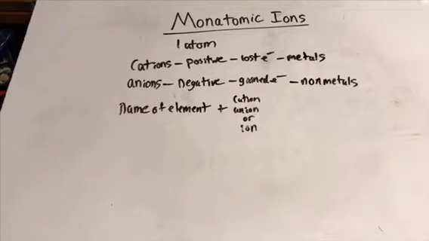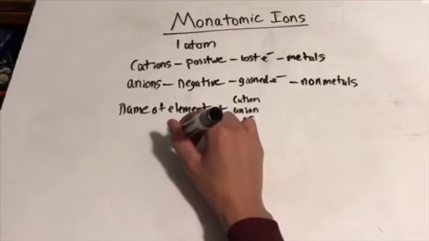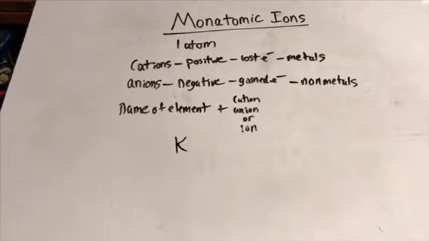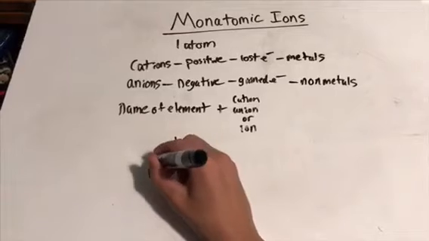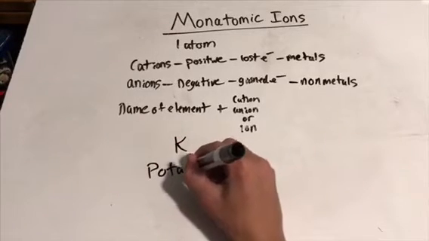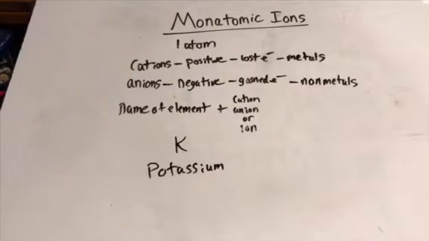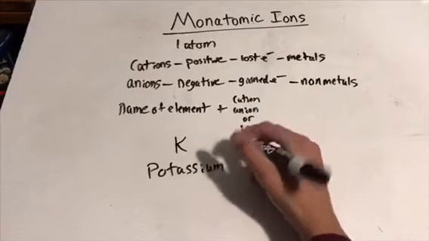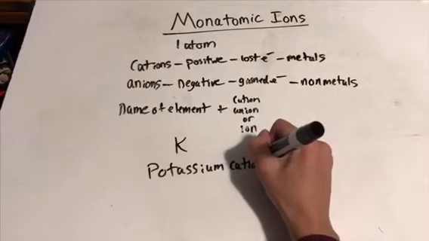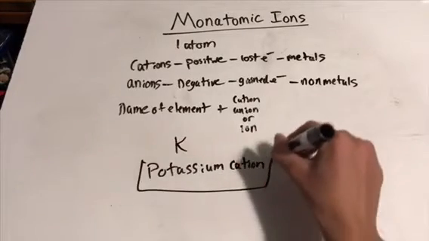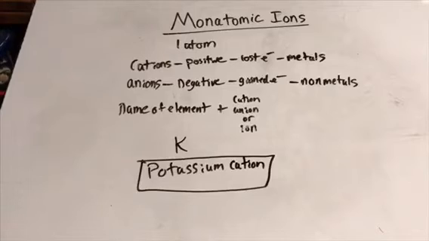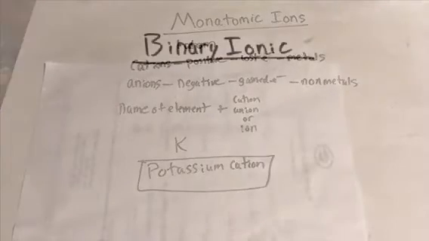Alright, here's a quick example. Let's say you have an ion of the element K, or potassium. First you just write the name of the element, potassium. Then you write either A cation, B anion, or C just ion. Potassium is a metal, so you'd write either cation or ion. I'm going to write cation. And there you go. That is the name of a monatomic ion that is potassium.